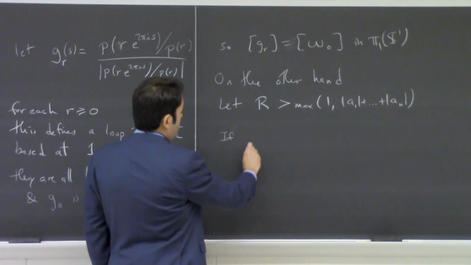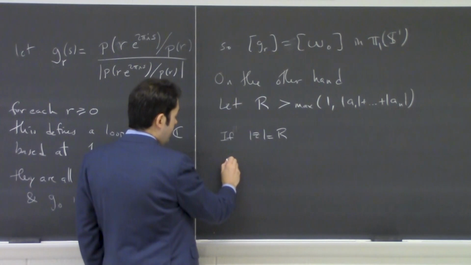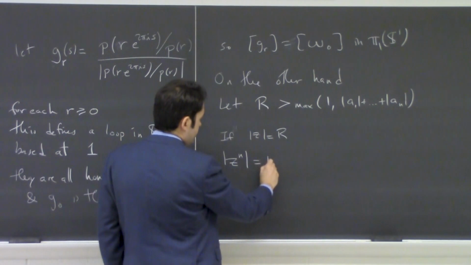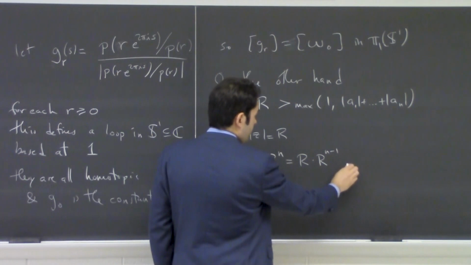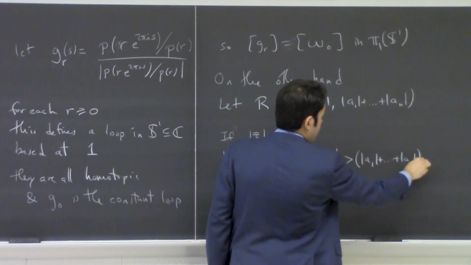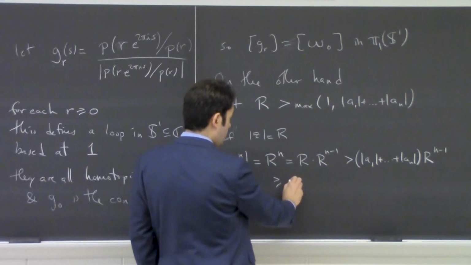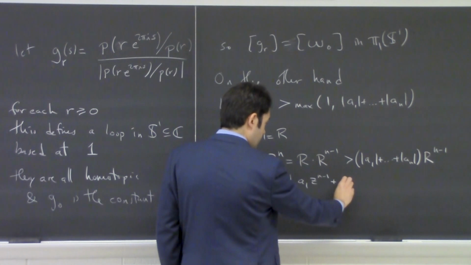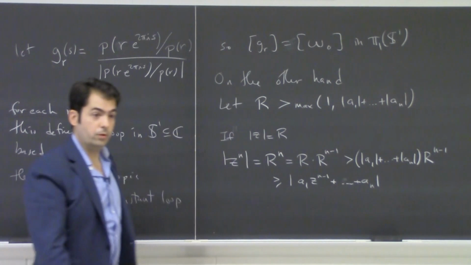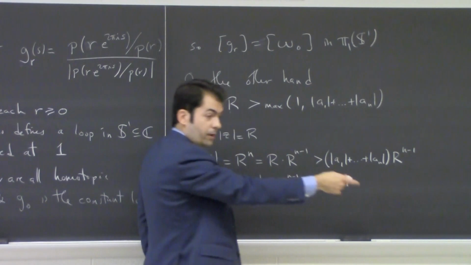So if we look at the complex numbers at radius r, then the size of the leading term, r to the n, which we could write as r times r to the n minus 1, is greater than this number times r to the n minus 1. And that is greater than or equal to a1 z to the n minus 1 plus so on to an. Of course there we're using the triangle inequality, and we're using that r is greater than 1 to say that this one is bigger than r raised to the n minus 2, or r raised to any power less than n minus 1.